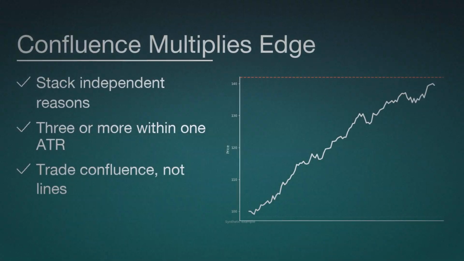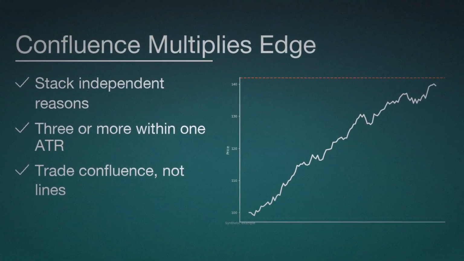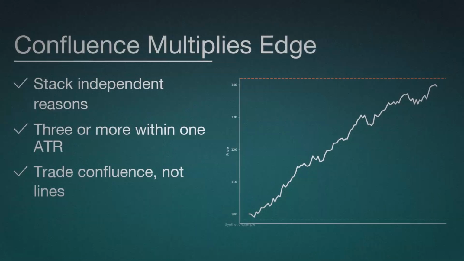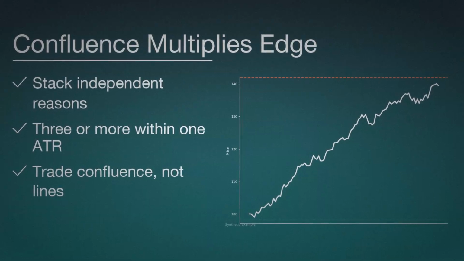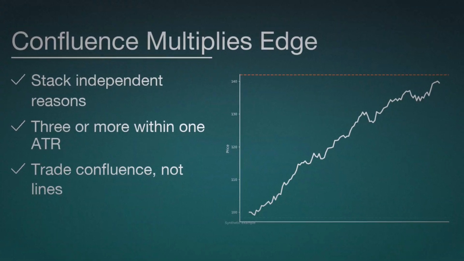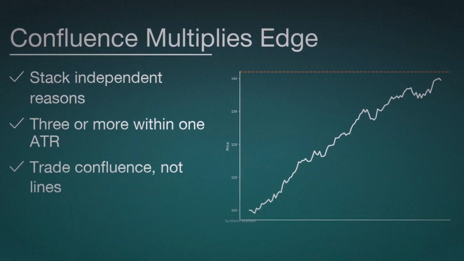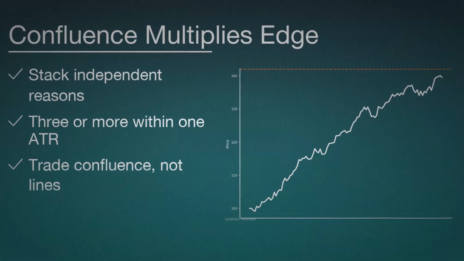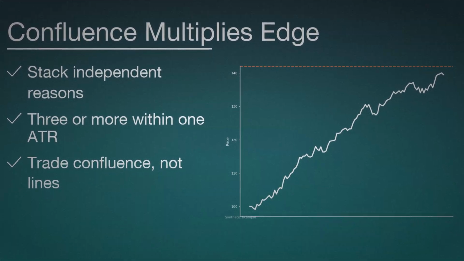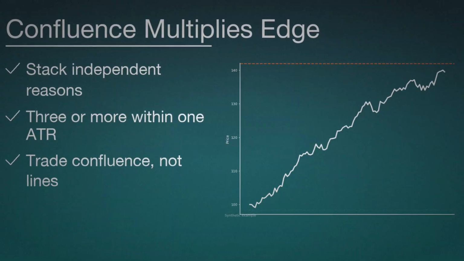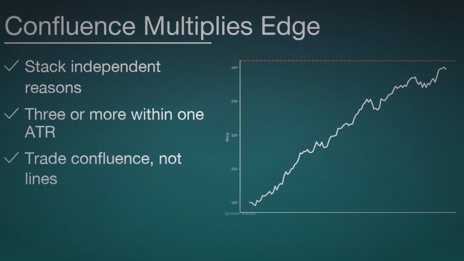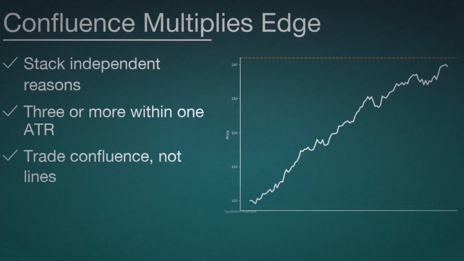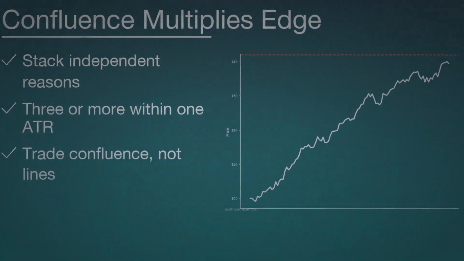A single level is a guess. Confluence is an edge. Stack your reasons. A horizontal level, a rising trend line, a Fibonacci retracement at the 61.8, a moving average like the 50 or 200, and a volume profile high-volume node. When 3 or more of these line up within one average true range, your probability of a clean reaction climbs sharply. Trade the confluence, not the line.